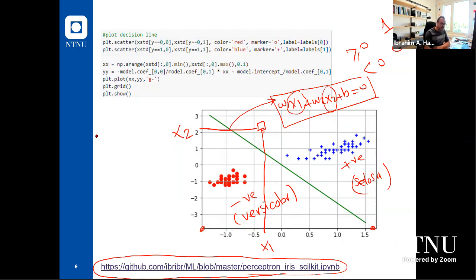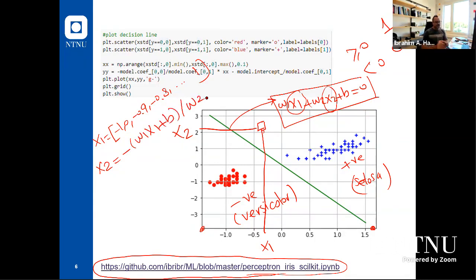So I can say x1 will take some values, maybe -1, -0.9, -0.8, and so on. So I will get x1. Now I want to find x2, so I can go to this equation. Do you see omega 1 x1 plus omega 2 x2 plus b equals 0? I want to find x2 because I want to plot the green line. So from this equation, I can say x2 equals minus (omega 1 x1 plus b) divided by omega 2. So now I have x2.